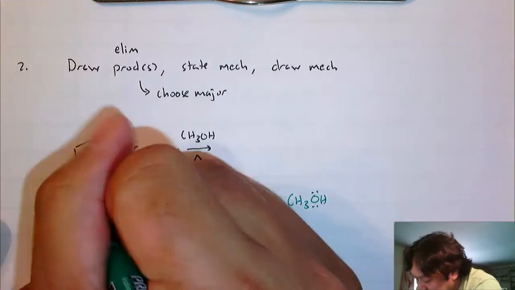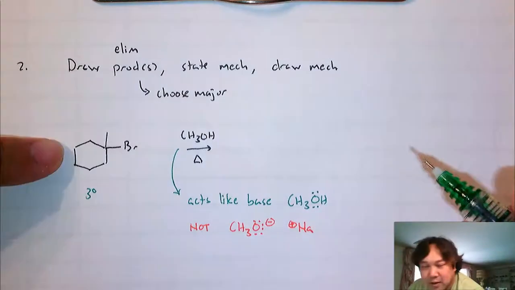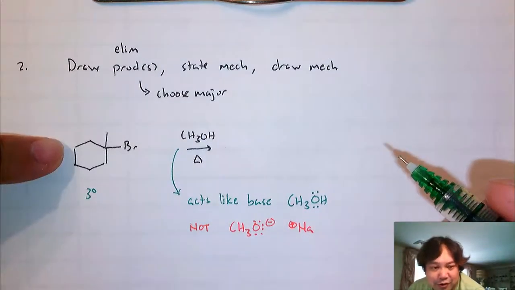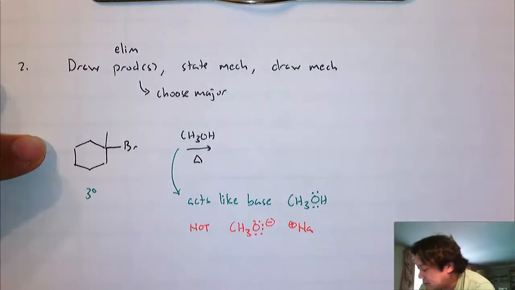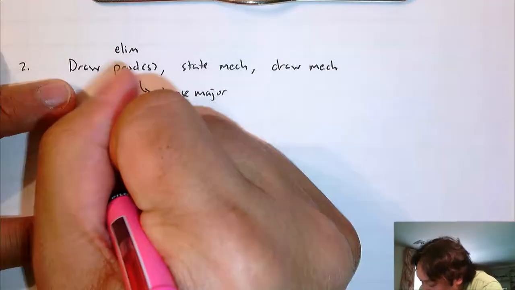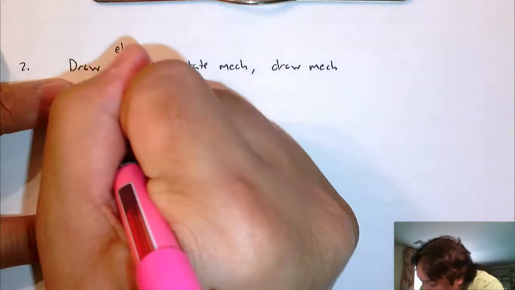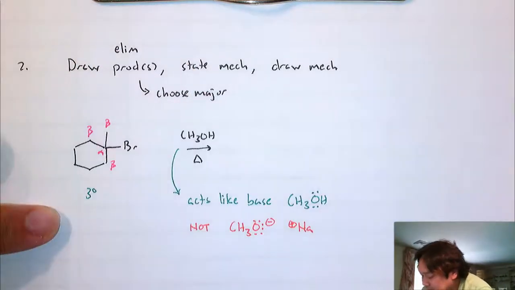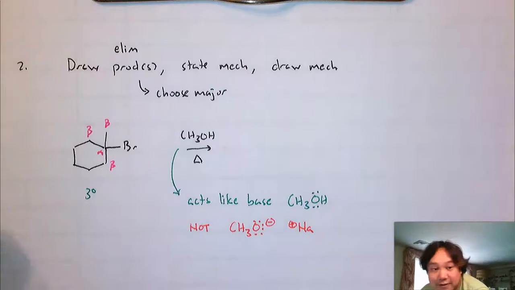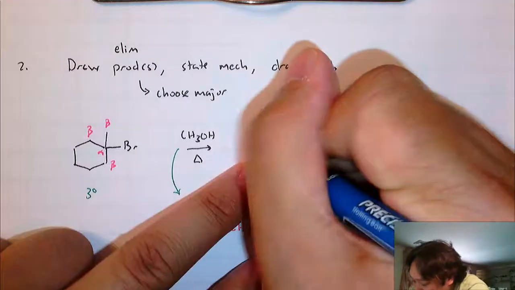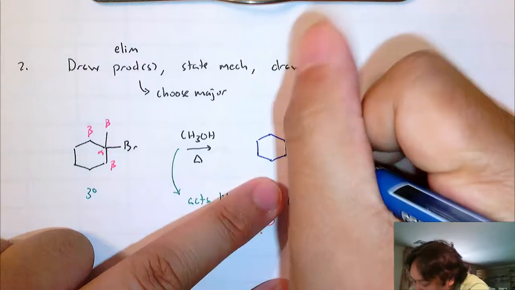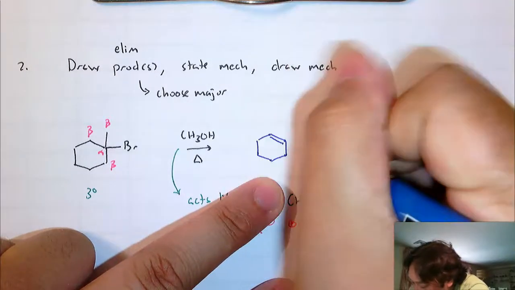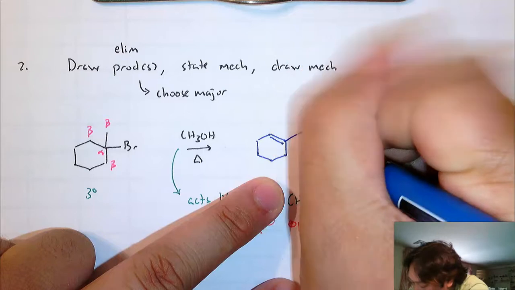This is tertiary. It actually doesn't matter with eliminations whether you have a primary, secondary, or tertiary, for the most part. Let's label our alphas and betas. Alpha, beta, beta, beta. Draw the products. This is problem set 2, so I am going a little bit faster. We saw something similar in problem set 1. Fill in the products.